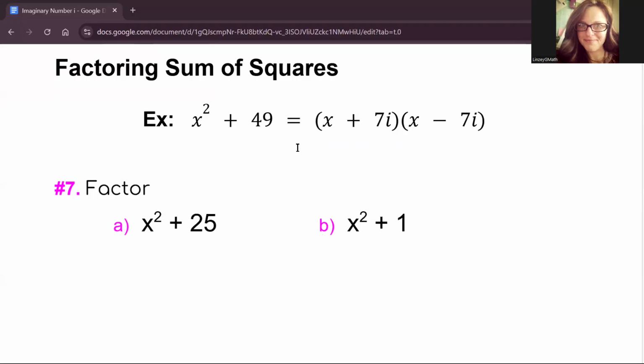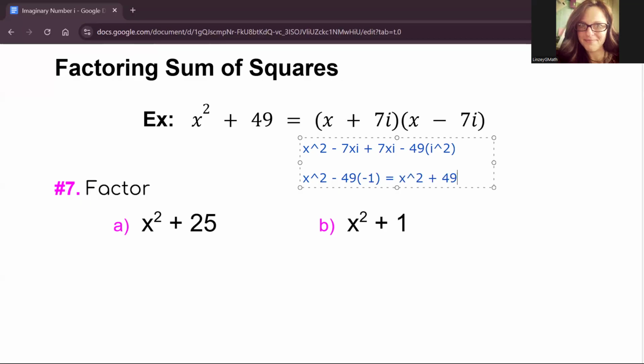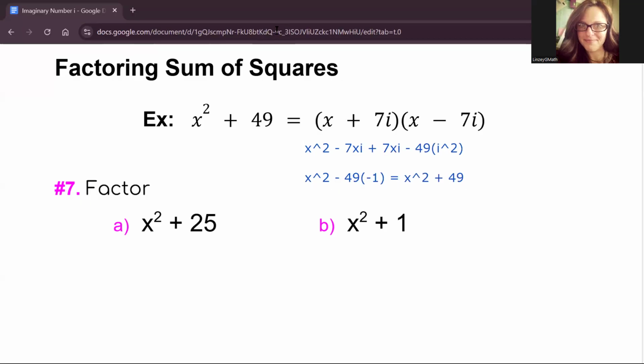And we can FOIL and check this. x times x is x squared, minus 7xi plus 7xi, and then minus 49 times i squared. The middle cancels out, minus 7xi plus 7xi, and then i squared is negative 1, so we get x squared plus 49.